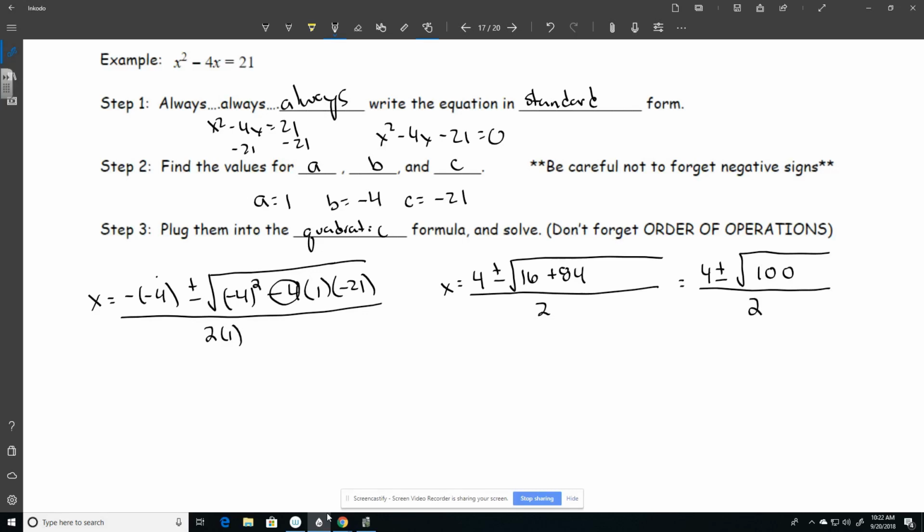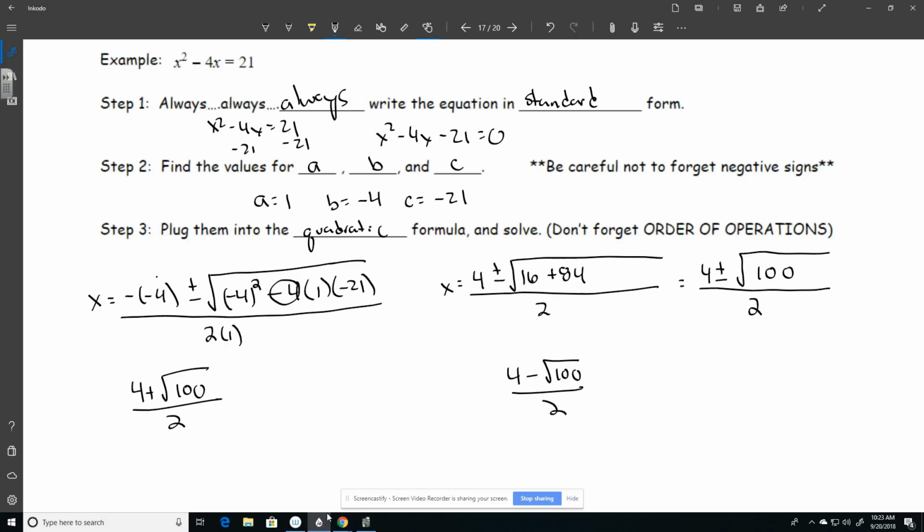Once I get to this point, there's this plus or minus here, and some of you haven't seen that before. What that means is this is actually two different equations. One of them is 4 plus the square root of 100 divided by 2. The other one is 4 minus the square root of 100 divided by 2. Remember, in quadratics, I can have two answers, and this is what gives me my two answers.